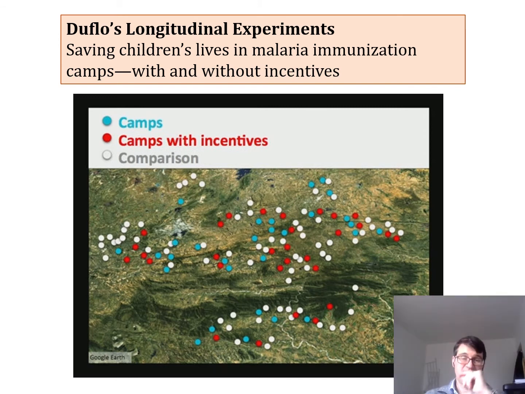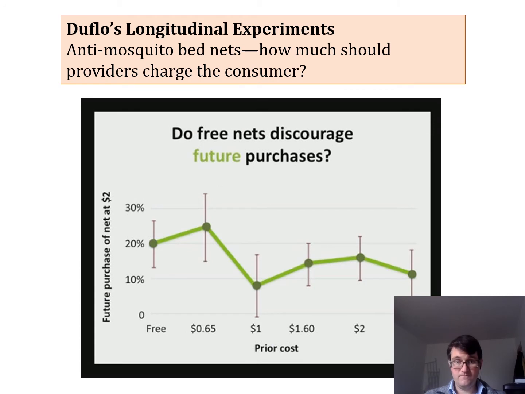Looking at longitudinal experiments, for example children not dying from malaria because of malaria immunization camps, with and without incentives. In that case, we want to see whether there is greater compliance. If we provide people with incentives or rewards, payments or gifts for immunizing, does that affect things? Here are further experiments with anti-malaria efforts: anti-mosquito bed nets. How much should providers charge the customer?